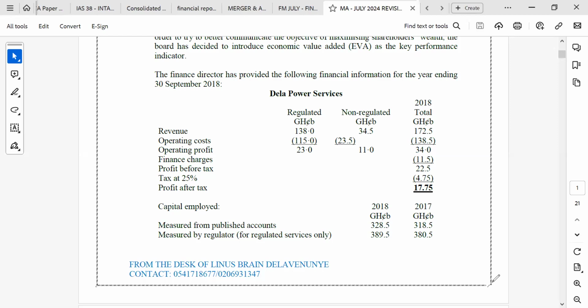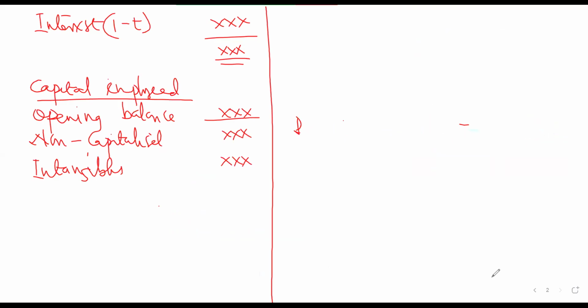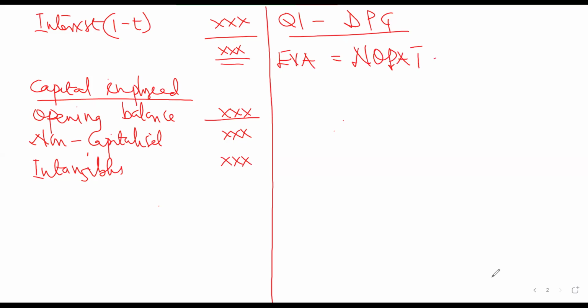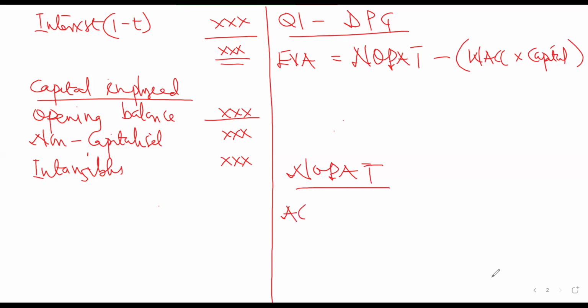So we are going to be looking at question 1 there. It's a very interesting question. So for DPG, we have the EVA to be equal to the NOPAT minus the WACC multiplied by the capital employed. So let's now look for the adjustment for the NOPAT. Let's start with our accounting profit. So let me just write profit after tax.